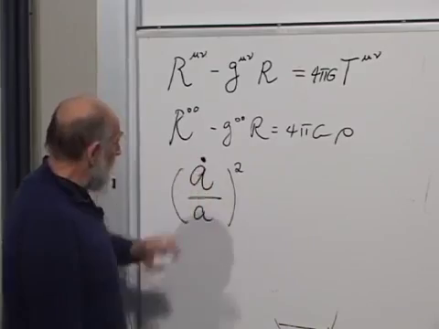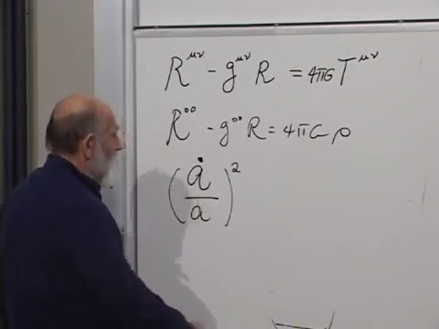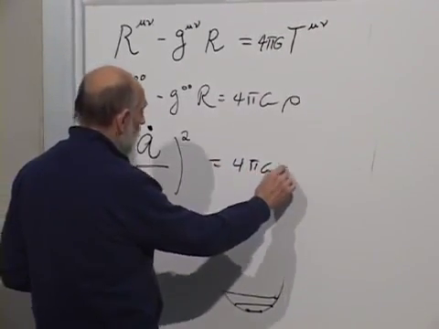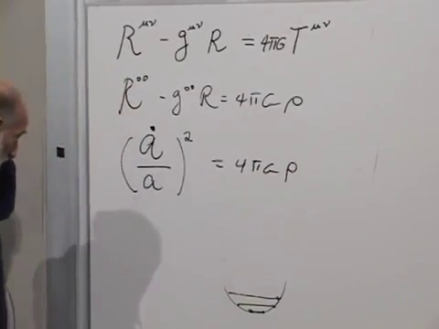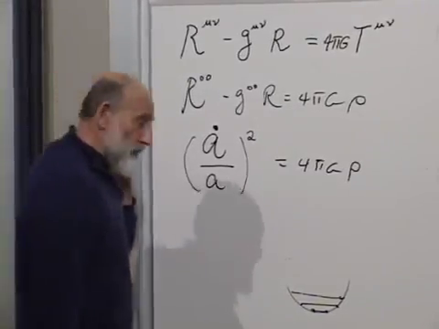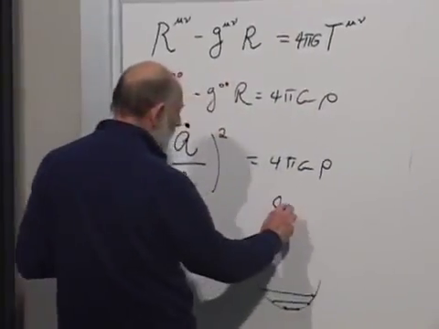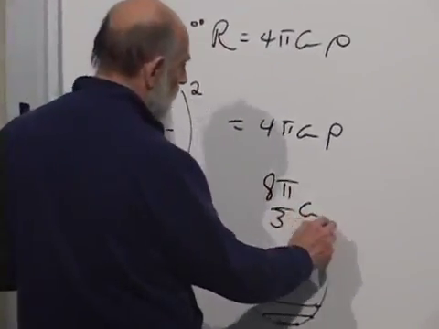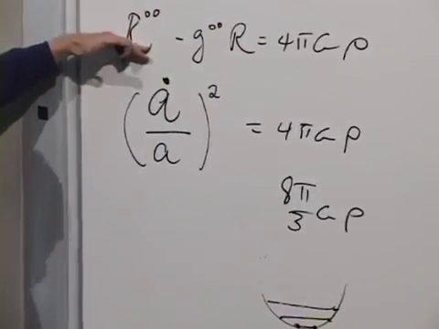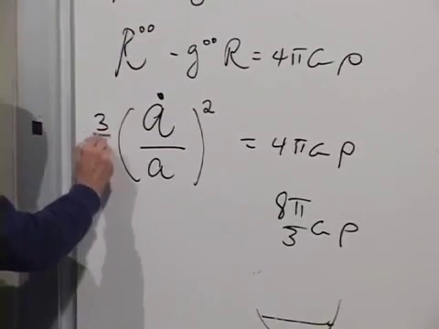Okay? So the first thing you'll find is for the flat space case, k equals 0, A dot over A squared is just 4 pi G rho. And of course, that's not quite right. If we actually did the Newtonian calculation, we would have gotten 8 pi over 3 here times G rho. And so that leads me to believe that when you actually carry out this calculation, the Einstein tensor here is 3/2 of this.